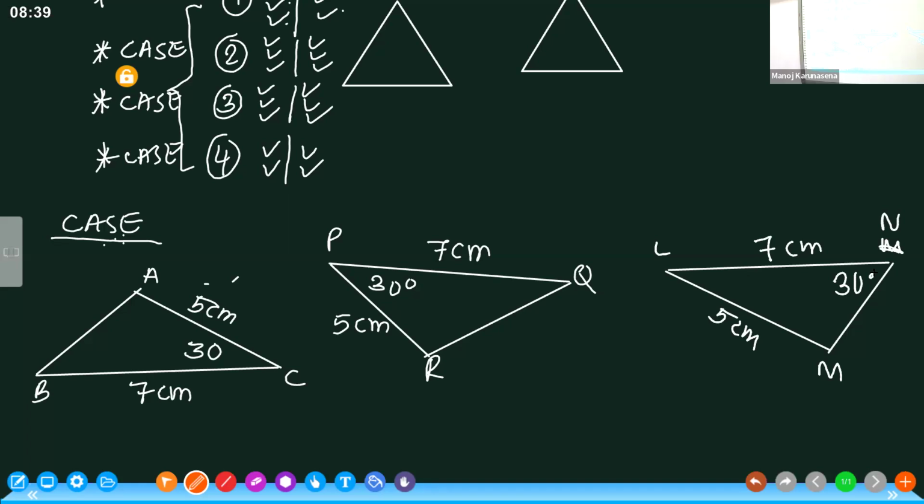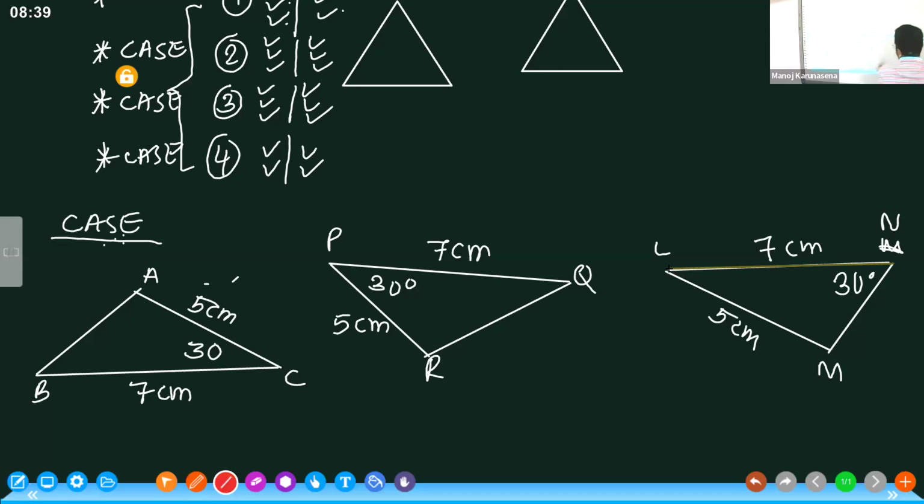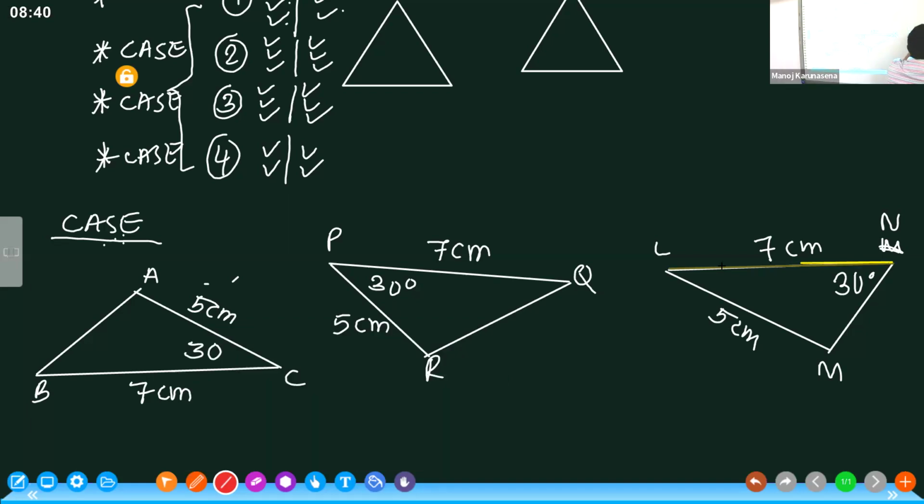Now, when you construct the last triangle, be a little bit careful. First just draw a 7 centimeter line. Then measure 30 degrees and draw a line like this.